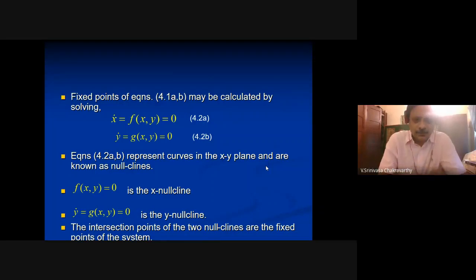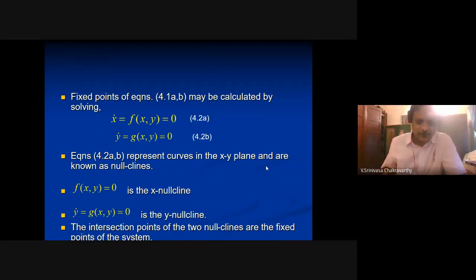Now, how do you study this? So first of all, the very first thing that you do is to find out where these functions go to zero. First of all, where does x dot go to zero? Where does y dot go to zero? Right, and then you plot it in the phase plane. That's why you call it a phase plane. That is because you can make these plots in two dimensions.